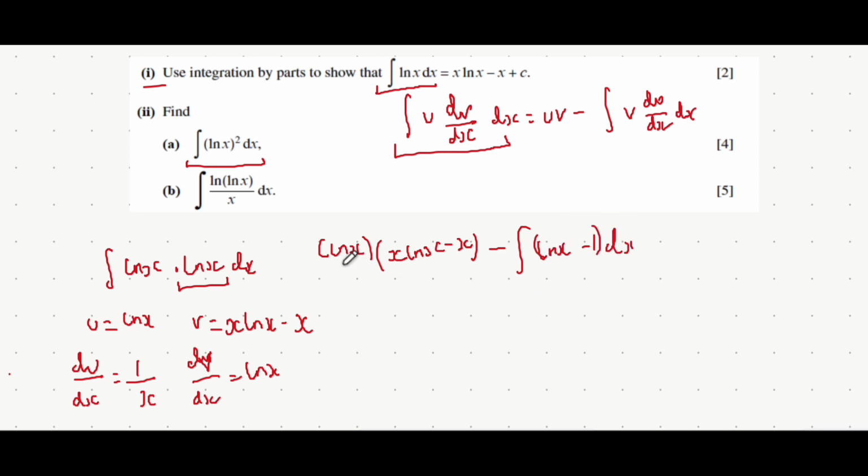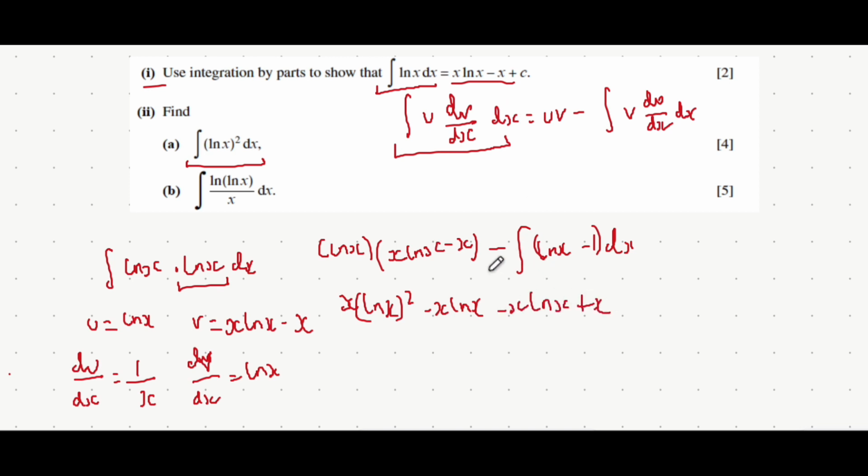So expanding this out, x ln x multiplied by ln x is just x ln squared x, or you can write x ln x all squared, because you're just multiplying ln x by itself. Minus x times ln x is just minus x ln x. We know ln integrates to all of this, so minus all of this expression here gives you minus x ln x plus x. So let's write that out. Minus x ln x plus x.